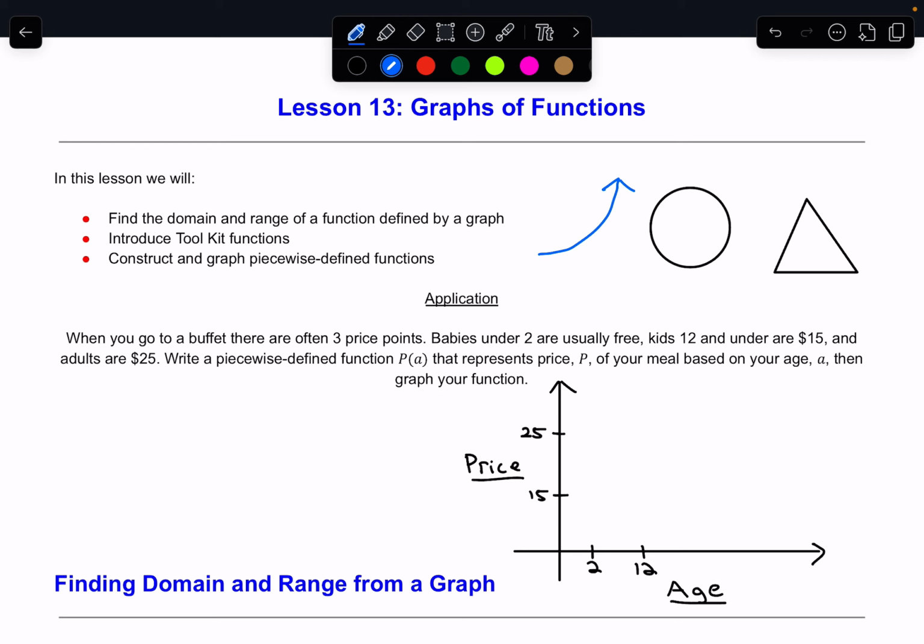So you can see I already set up what the graph is roughly going to look like. That way we can just draw the lines on top of it later. So you might want to put the same looking image in your notes, where price is going to be our Y value, and age is going to be our X value. And then I put the numbers from the problem. The 2 ages were 2 and 12. The 2 prices were 15 and 25. But we're going to leave it there for now, and then we'll come back to this at the end once we know what a piecewise defined function looks like.